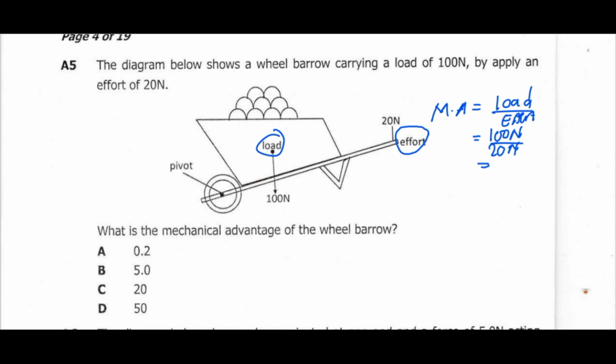So we know that we can cancel the newton, 2 into 10 will just give us 5. And you can see that there are no units here. So mechanical advantage is a ratio. So our answer is just 5.